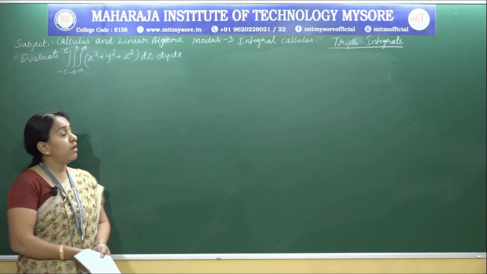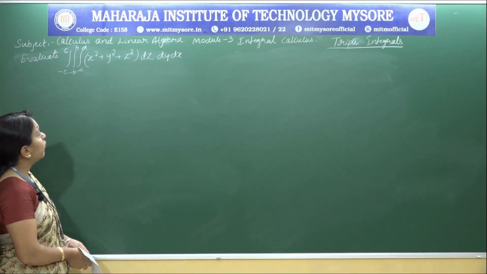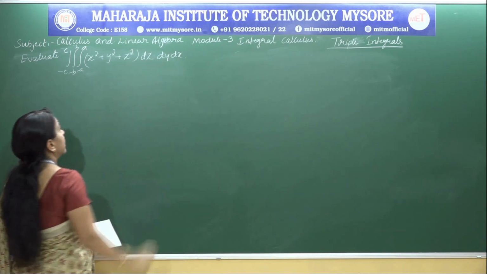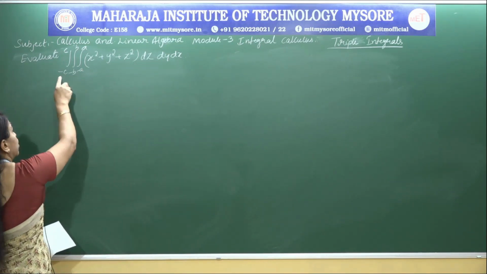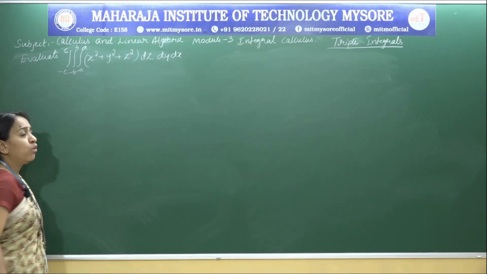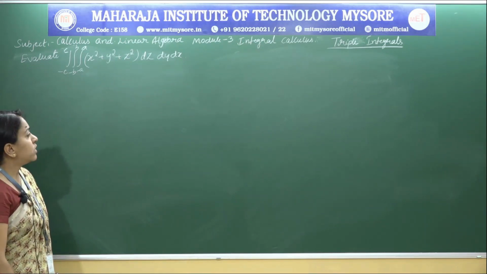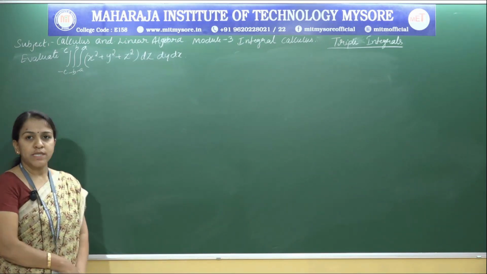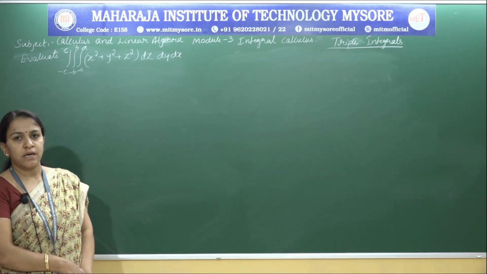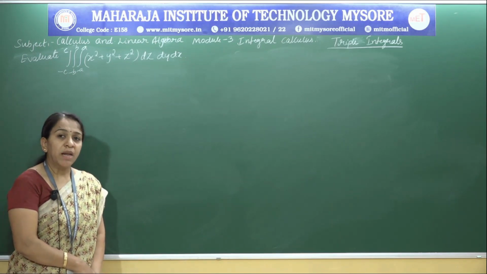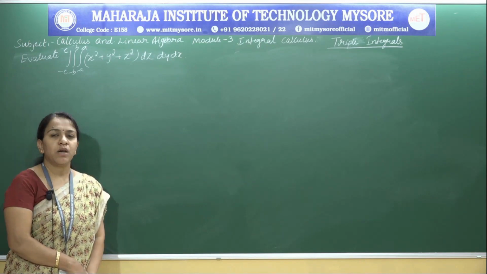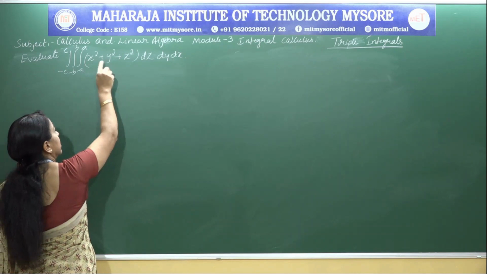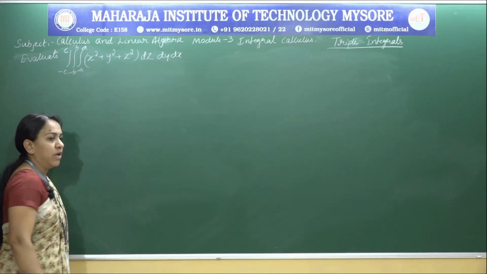So our next problem is evaluate the triple integral of x square plus y square plus z square dz dy dx between the limits minus c to c, minus b to b, minus a to a. So of course, as we solved in the last three problems, we have again constant limits. A, B, C are constant limits. But as we split in the last three problems, here we can't split because we have a sum of the variables, that is x square plus y square plus z square we have.